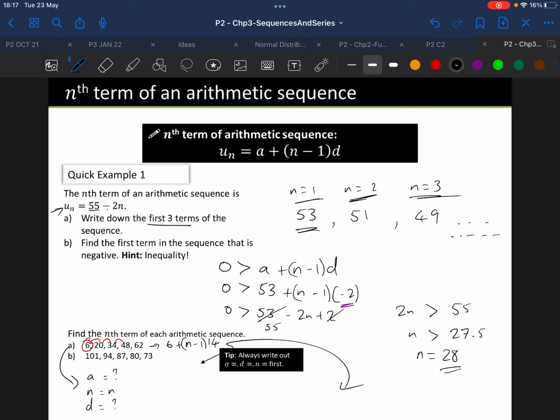I suppose if you wanted to, you could expand that out. So you could do 6 plus 14n minus 14. Yeah. And then what's that going to turn into? That's going to turn into 14n minus 8 as a final answer. Okay. Let's do one for the other one. So again, there's the a value. What's the d value? Well, it's going down in 7s. So you would do a is 101 plus n minus 1 times minus 7. And you just expand it out and so on. Okay, something like that.